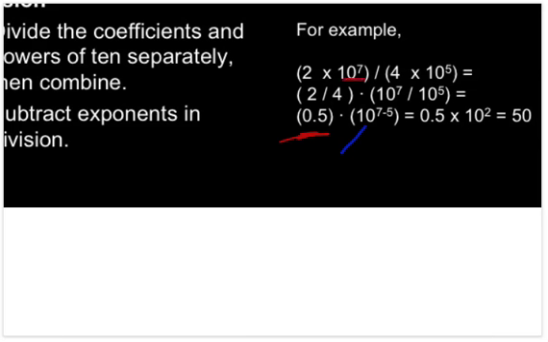So it's 10 to the 7th divided by 10 to the 5th, which is 7 minus 5. That gives us 10 to the 2. So 0.5 times 10 to the 2 is 50. Or if we wrote this in standard scientific notation, it would be 5 times 10 to the 1, right?